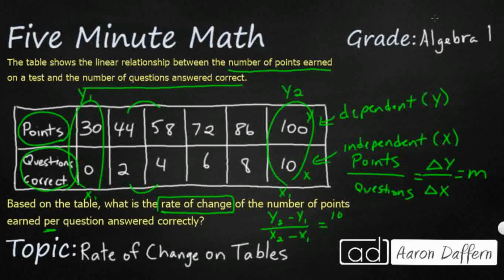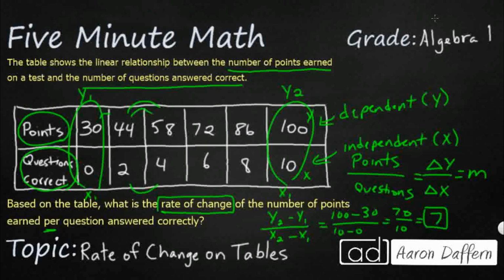So my y2 is 100. My y1 is 30. So that's going to be a nice easy 70 over my x2, which is 10. I chose this because my x1 is 0, so that's just 70 over 10. So my rate of change is simply going to be 7. So we start with 30 points. Everyone gets 30 points. And then you just get 7 points for every question correct.